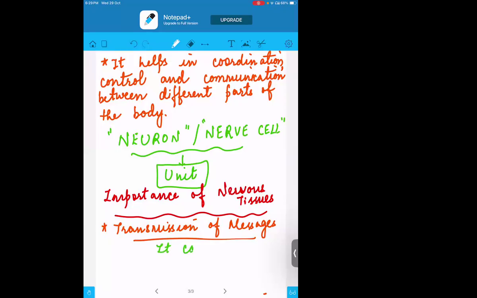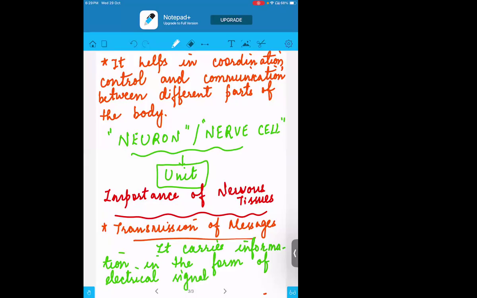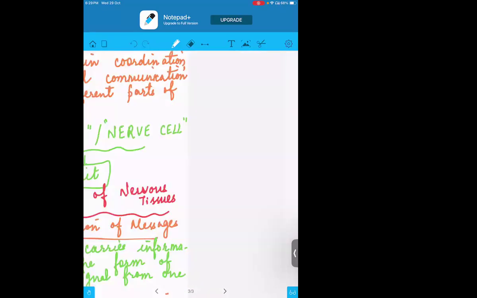So here, what happens? It carries information. Whatever information the sense organs take, it helps to pass it in the form of an electrical signal from one part of the body to the other part.